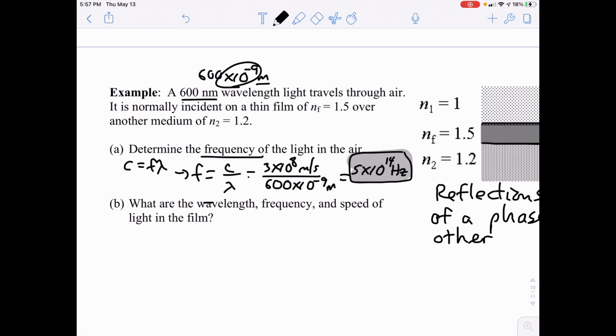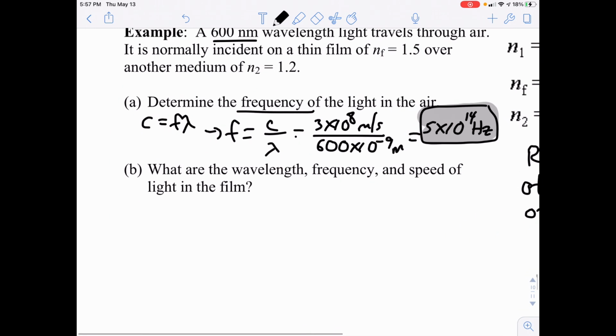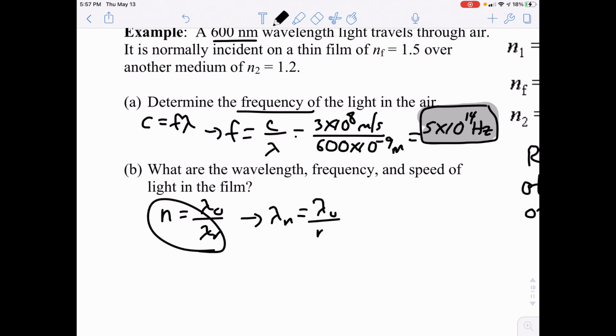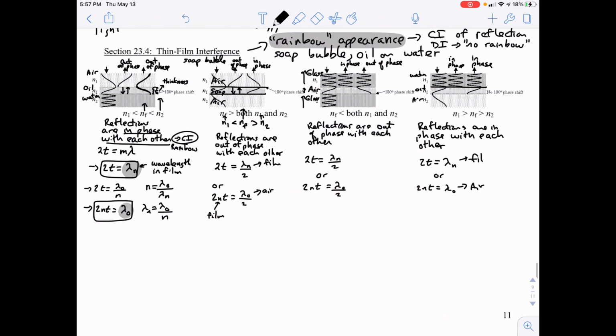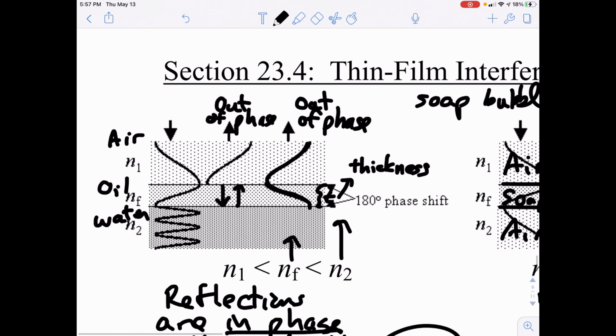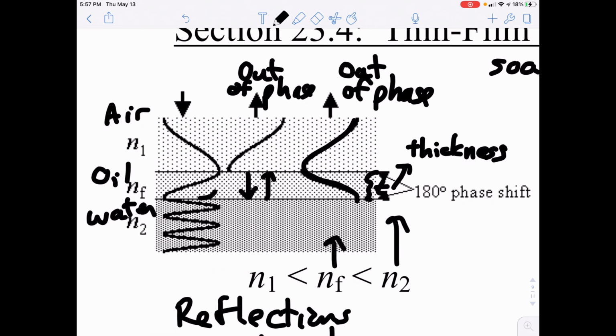What are the wavelength, frequency, and speed inside the film? The wavelength is where we can use the equation n equals lambda O over lambda n, where lambda n is the wavelength in the film. Switching them, lambda n equals lambda O over n. That would be 600 nanometers divided by the n of the film, 1.5. That means the wavelength in the film would be about 400 nanometers. That makes sense in the picture we saw earlier: if n is a higher index of refraction, like the film, you can see the wavelength is getting smaller.